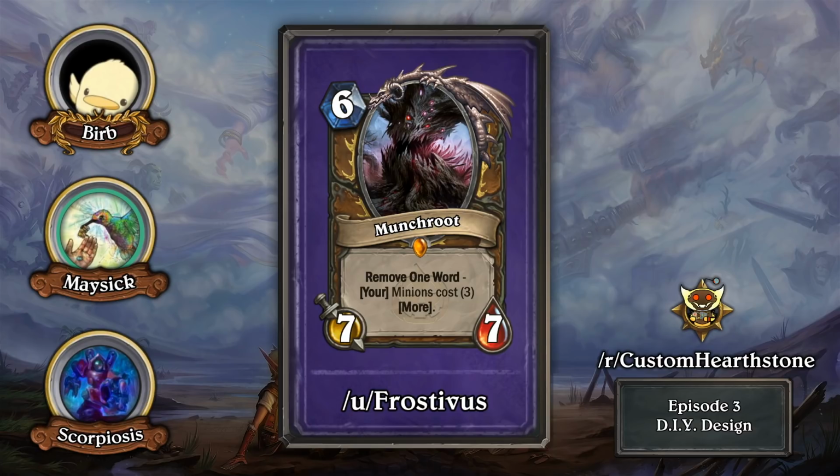Okay, so now that I've let that sit a little bit, I'm going to briefly introduce how we came to understand or come up with the idea of DIY design. When this card was posted, it made the top of the subreddit. I think it's the 3rd of all time right now. A lot of people really like it, and I was talking with Birb about how I love this card a lot, and he says, really, I don't think it's that interesting of a card.